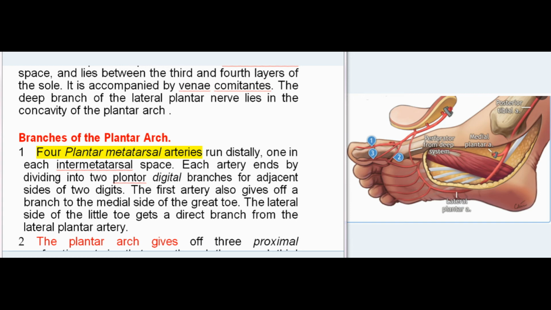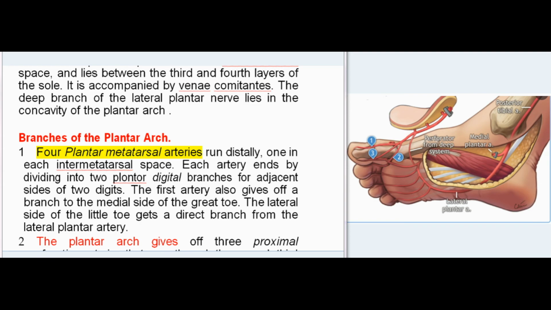Branches of the plantar arch. 4 plantar metatarsal arteries run distally, 1 in each intermetatarsal space. Each artery ends by dividing into 2 plantar digital branches for adjacent sides of 2 digits. The first artery also gives off a branch to the medial side of the great toe. The lateral side of the little toe gets a direct branch from the lateral plantar artery.